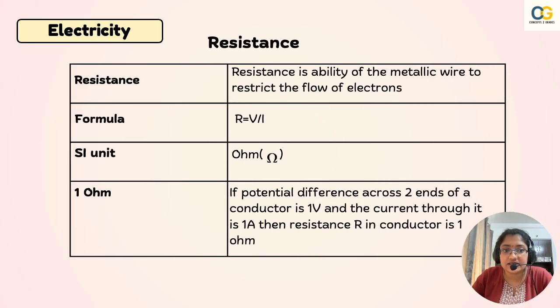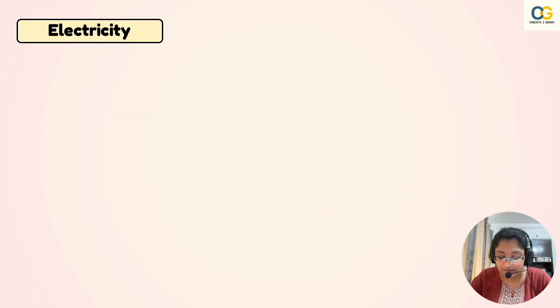With this, we can understand that resistance is the ability of the metallic wire to restrict flow of electrons, and R is given by V by I, which is the slope of the graph. The SI unit of this is ohm, which has the symbol omega from the Greek language. The definition of 1 ohm is: if the potential difference across two ends of a conductor is 1 volt and the current through it is 1 ampere, then the resistance of the conductor is 1 ohm. This is how we interpret resistance.